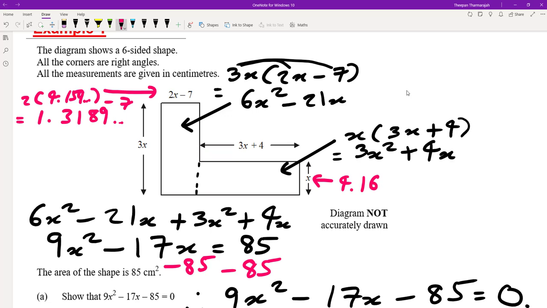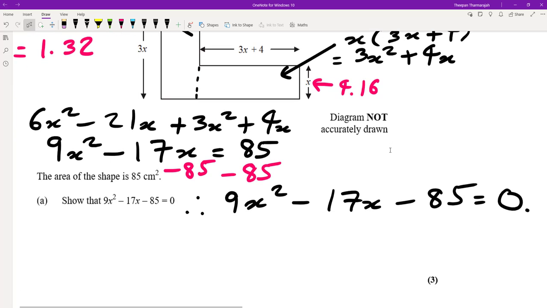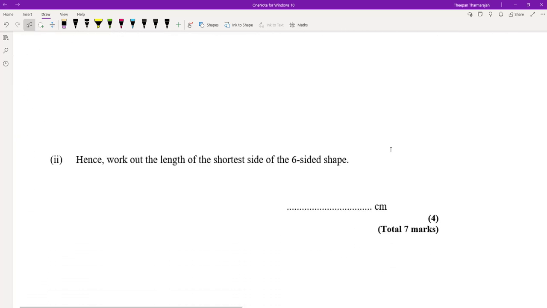Now here I'm going to use a bit of common sense. 3x is 3 times that value. 3x plus 4 is going to be greater than, obviously, 4.16. So surely the smallest side I'm going to have is going to be 2x minus 7, or 1.32, if I was to round that to 3 significant figures. So that would be the smallest length of the compound shape.